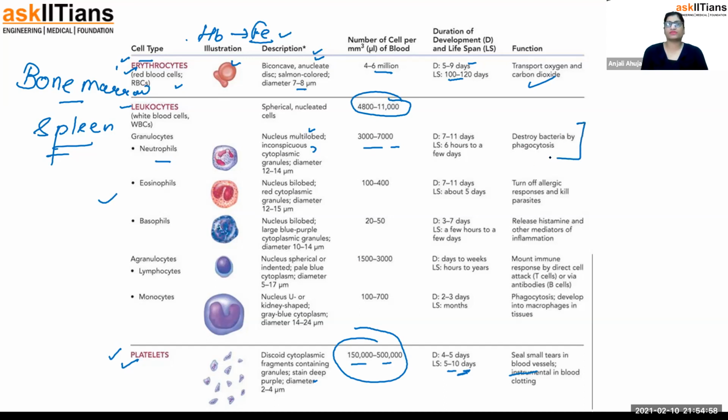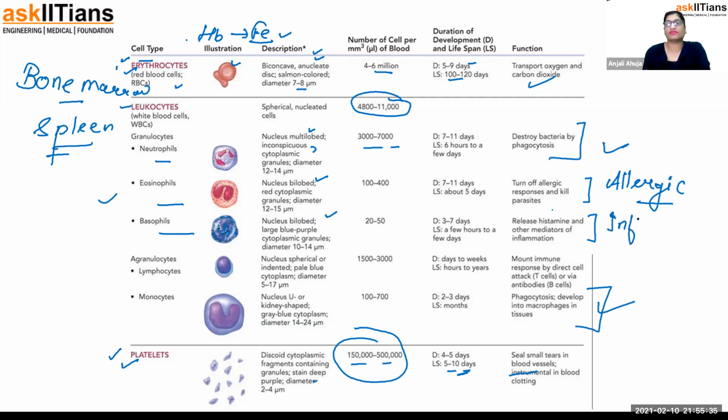They destroy bacteria by phagocytosis. Yeah, I mentioned it. So basically, monocyte and neutrophil, they both show phagocytosis to eat up the pathogen. Develop into macrophages, that's written there. Talking about the eosinophil nucleus, just remember what design of nucleus is there, what function they are doing, that's it. Nucleus is bilobed, that's it. Now, they turn off allergic responses and kill parasites. So they work in allergic reaction. Remember that. Now, basophil. Basophil nucleus is again bilobed here and it releases histamine, another mediator for inflammation. So basically, they are also the one that work during the time of allergy and inflammation, a burning sensation.